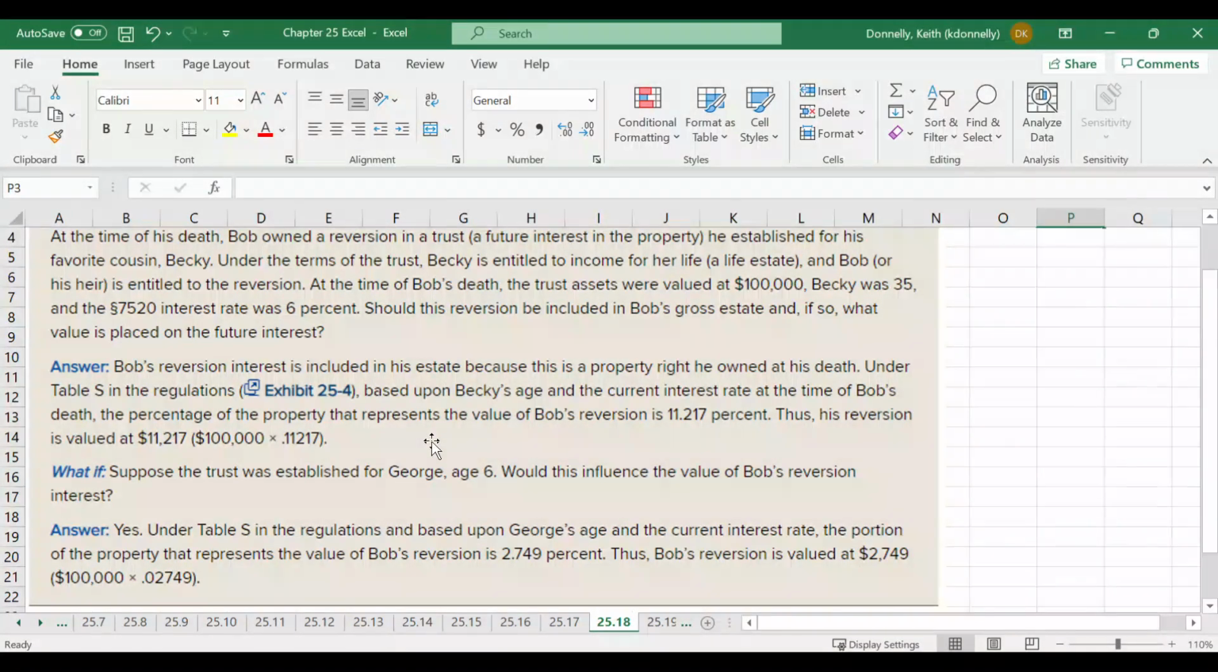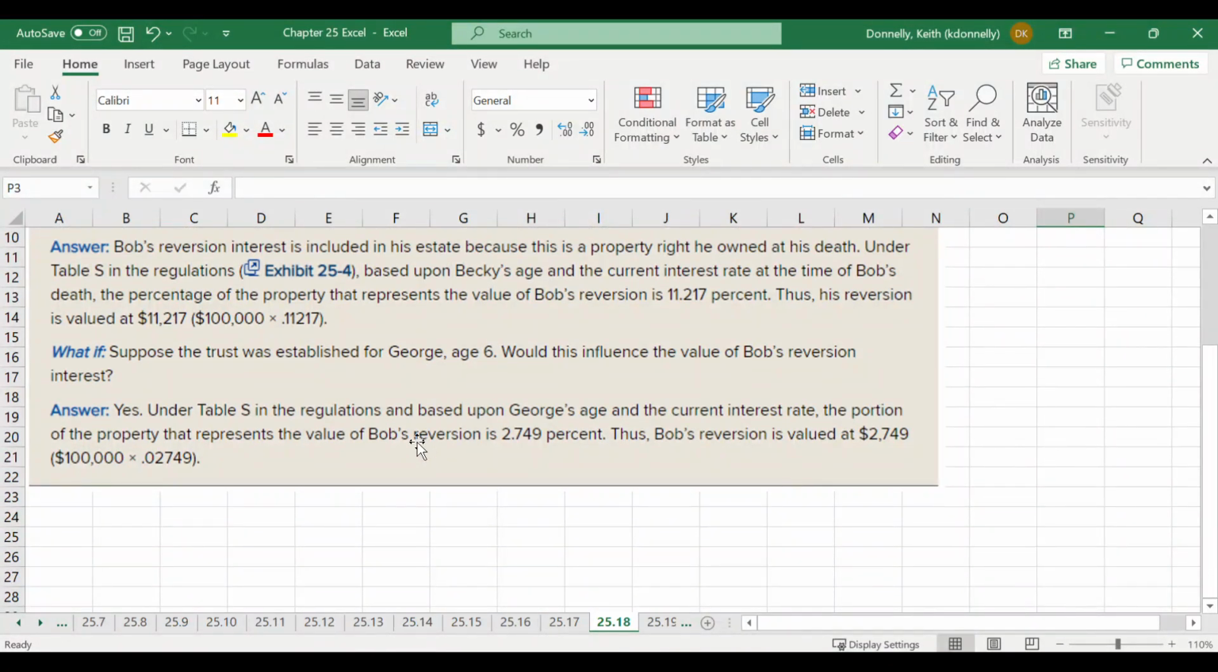Now, with more specific numbers, it says at the time of father's death, the trust assets were valued at 100. Becky was 35, and the interest rate was 6%. Should the reversion be included in Bob's gross estate? And if so, what amount is placed on there? So basically the idea here is this reversion is a property right, a future interest, and it should be included on there. You'd have to use the interest rate to calculate the math on it. I'm not going to ask you a question like that on the exam, but just be aware that it will be included on there.